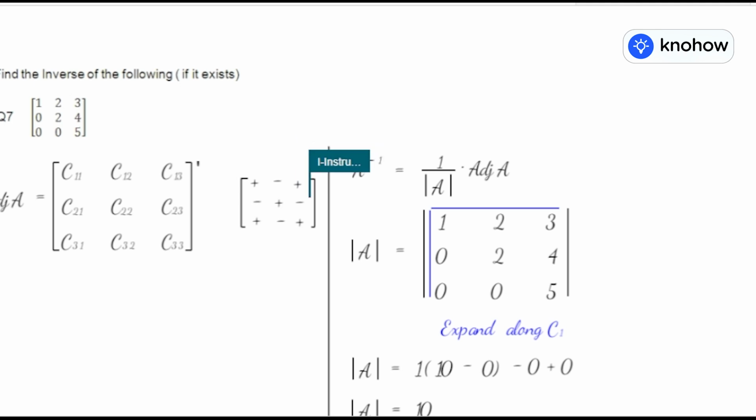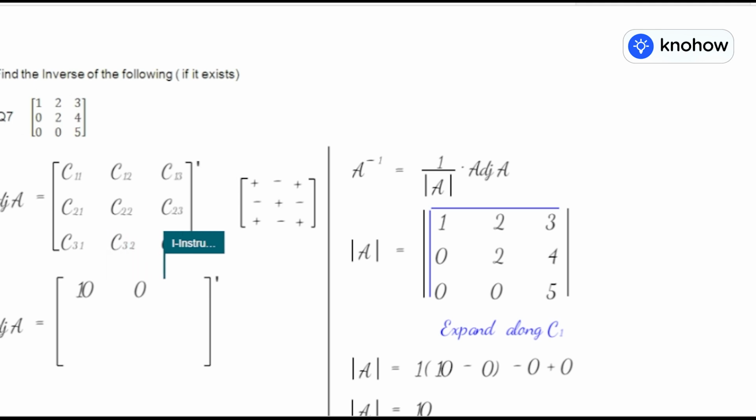So we'll work out the value of these cofactors by deleting the row and column through that particular number and imposing the proper sign. And then take the transpose of it. So I leave this time for you to find out the value of the cofactors, and the transpose I'll take myself. If you work out the cofactors, C11 will be 10, C12 will be 0, C13 will also be 0, and the cofactors in the second row will be minus 10, 5, 0, and the third row 2, negative 4, 2. Take the transpose of it to get adjoint A.